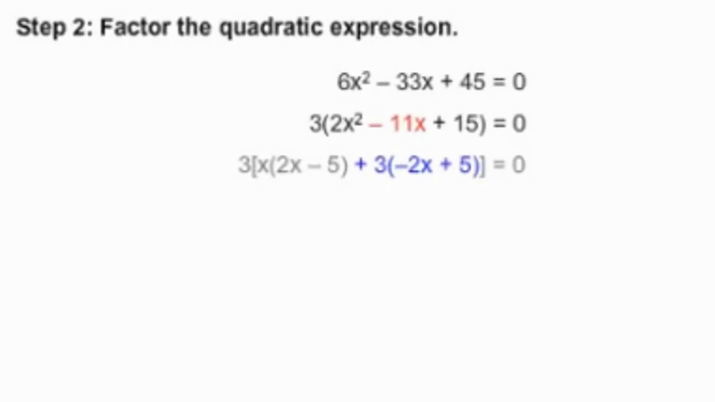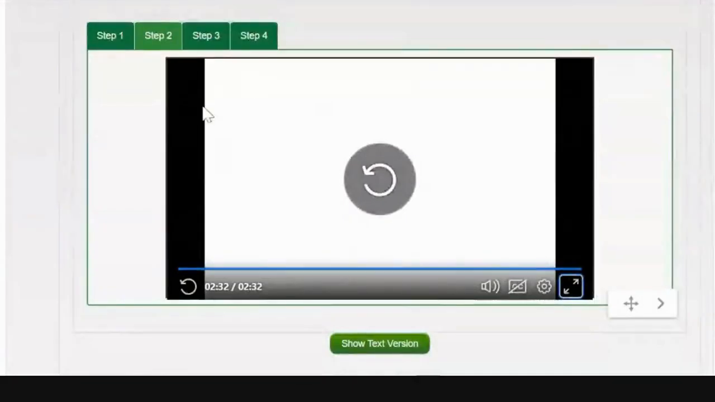Notice that the binomials 2x minus 5 and negative 2x plus 5 are not identical and, therefore, cannot be considered a GCF that may be factored. Instead of using a GCF of 3 for the last group, try using negative 3. Now there is a common binomial between the two terms which can be factored. Okay, that's factoring by grouping, in case you didn't recognize that. We've looked at that as well.